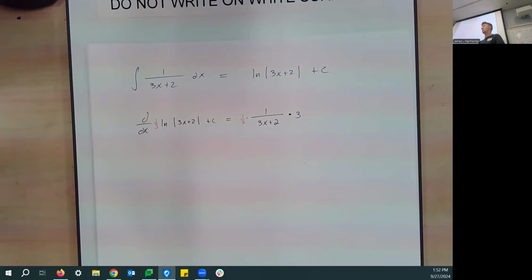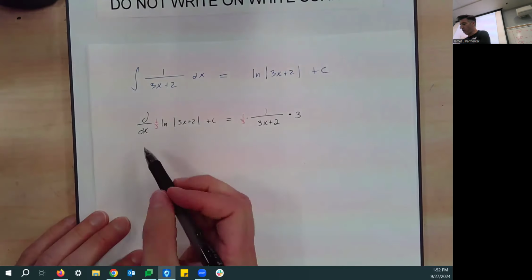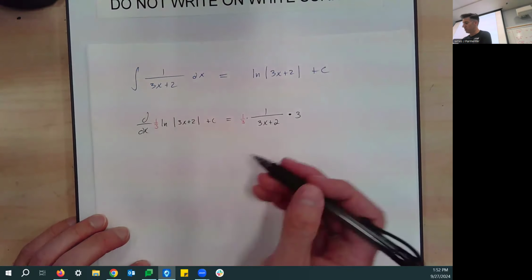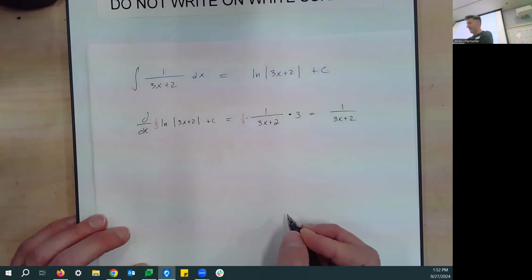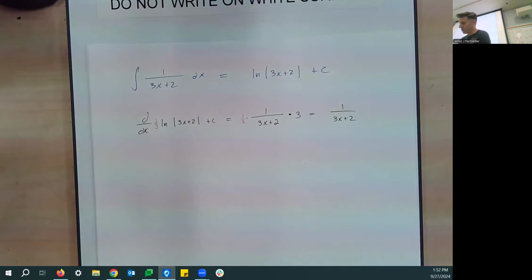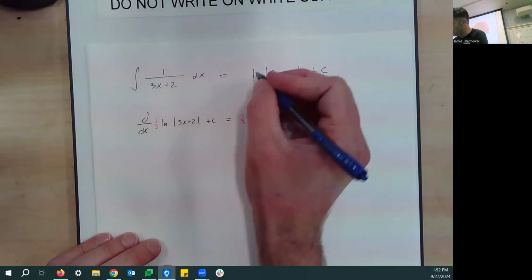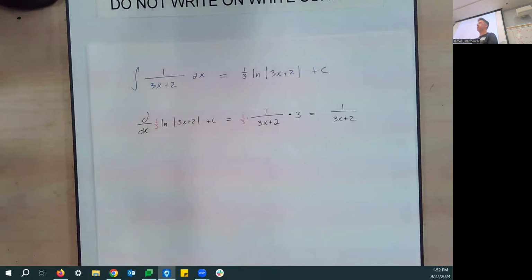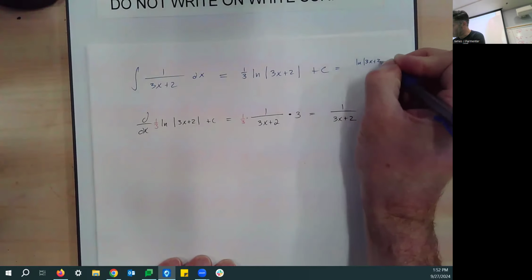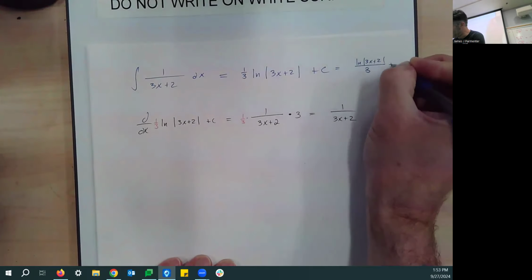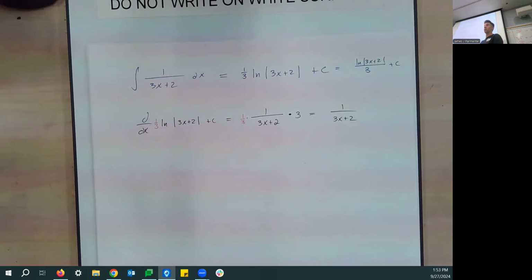So now the 3's cancel. And the derivative of 1/3 natural log of 3x plus 2 is equal to 1 over 3x plus 2. So the antiderivative of 1 over 3x plus 2 is 1/3 times the natural log of the absolute value of 3x plus 2 plus c. Or if you prefer, although I don't, the natural log of the absolute value of 3x plus 2 divided by 3 plus c. I just feel like that doesn't look as good, but either way is totally correct.